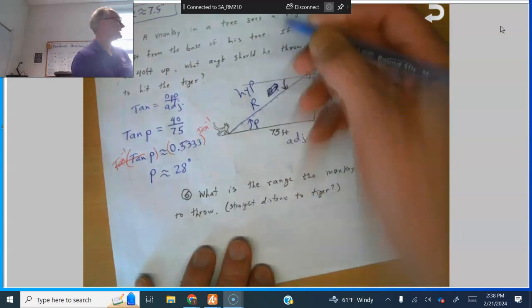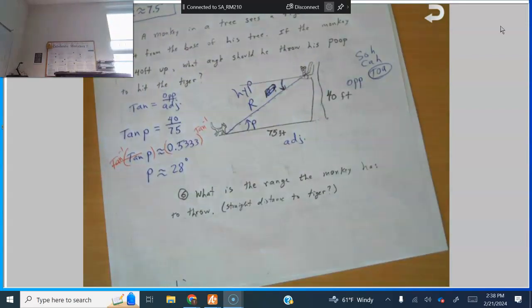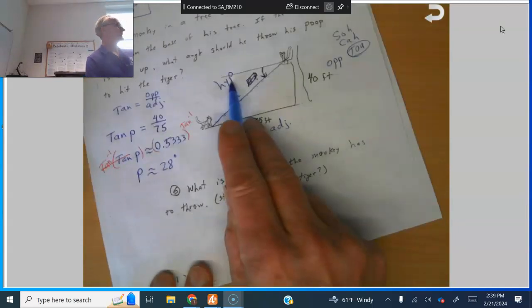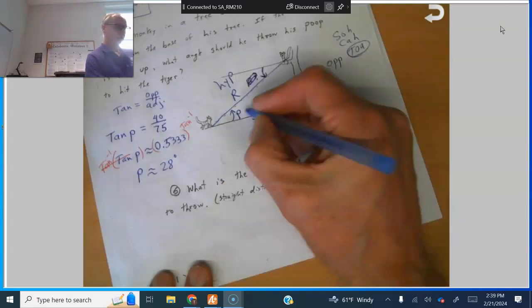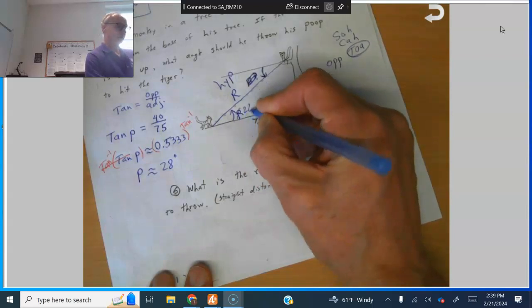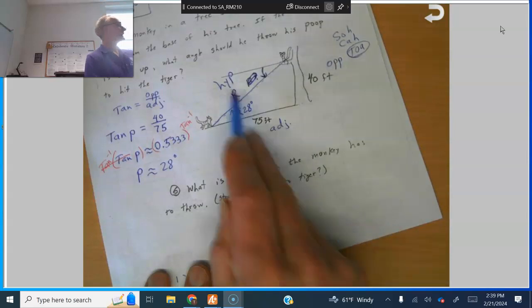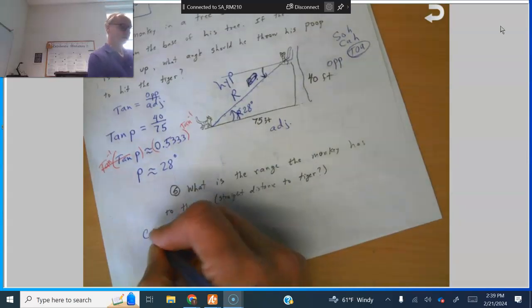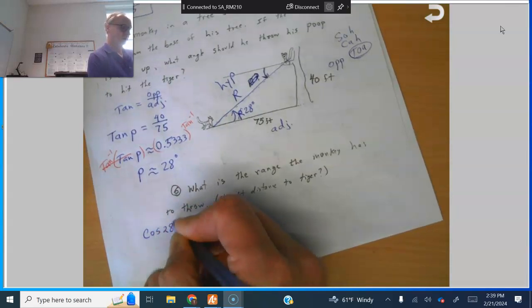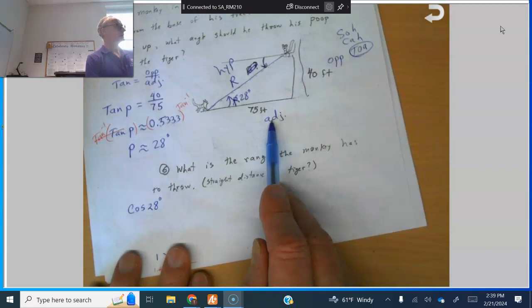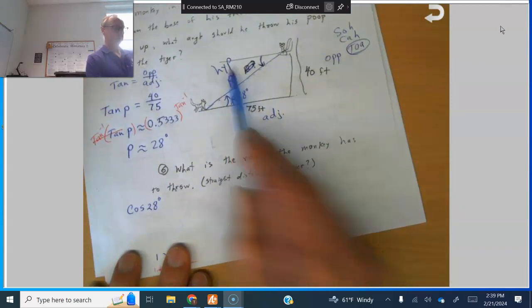Now, what's really nice about this problem is that there's 3 ways to get your answer. Do you all notice that I already have the adjacent and the hypotenuse? And I know the angle is 28 degrees, right? If I use adjacent and hypotenuse, which one am I going to use? Cosine of 28 will work. And the cosine of 28 is going to be the adjacent over the hypotenuse.